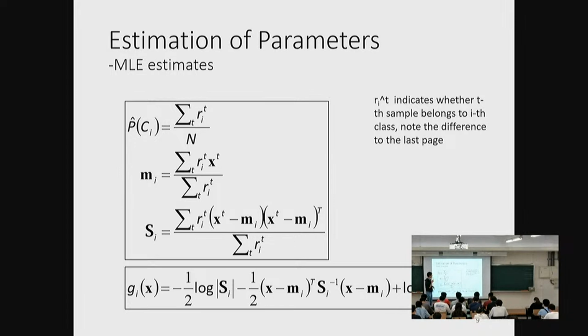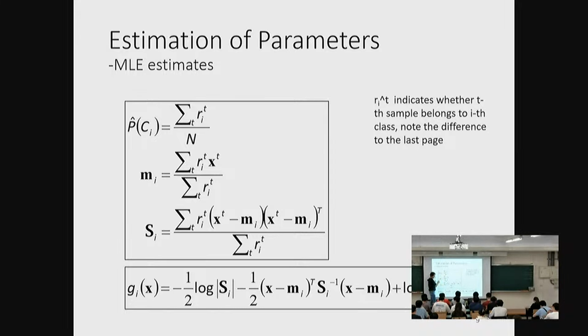Now let's put it together. You're implementing a discriminant function. For each class you need a covariance matrix and a sample mean vector. You go out and collect data, each sample has a d-dimensional feature, and it gives you an r_i^t that tells you whether this t-th sample belongs to the i-th class. First you compute the prior of that class: sum over all samples whether the t-th sample belongs to the i-th class, divided by n, so you know proportionally how many samples belong to the i-th class.